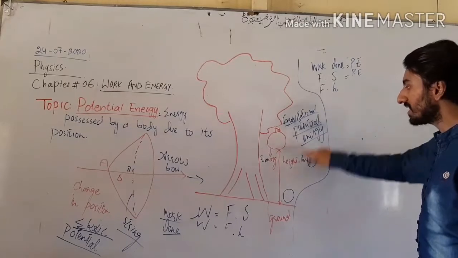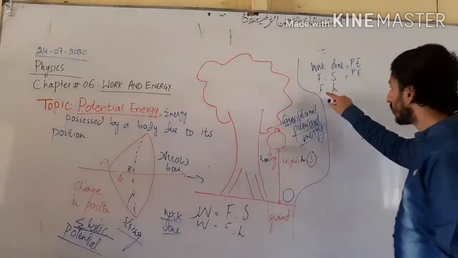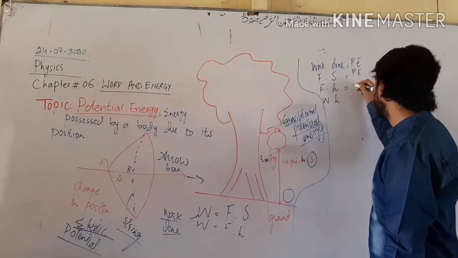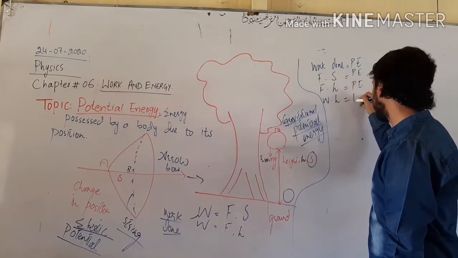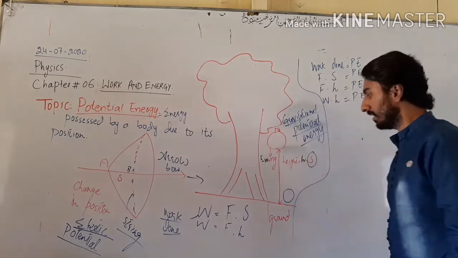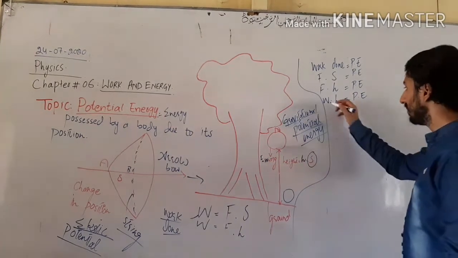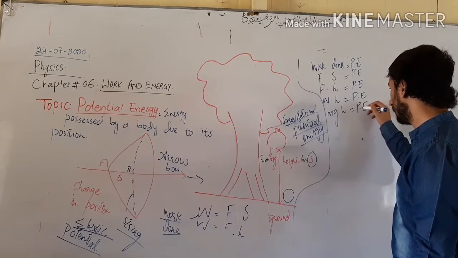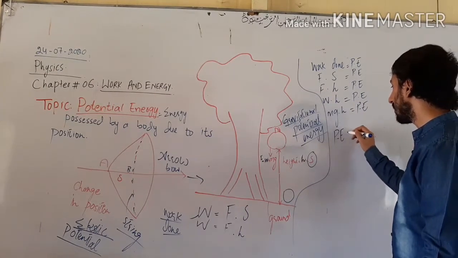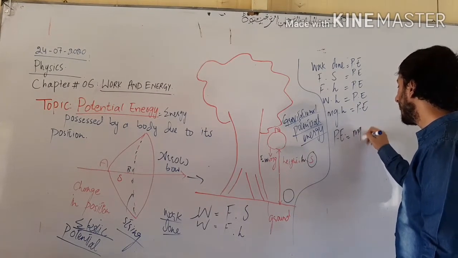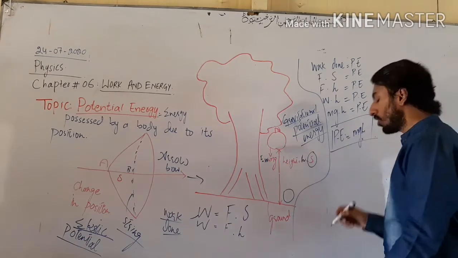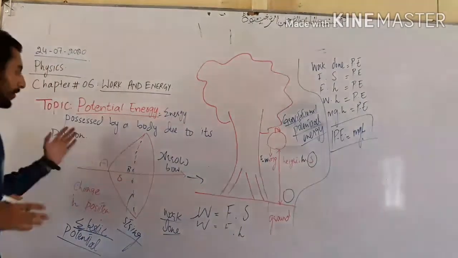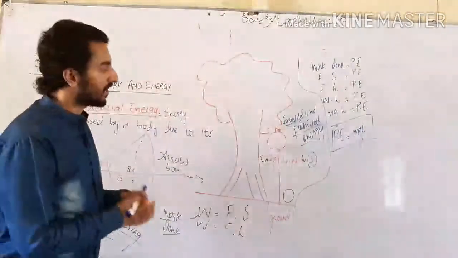Now this F was equal to W, which is equal to mg. So this F is replaced by W, and W will be replaced by mg. So the final equation of PE, potential energy, will be mgh. So we can say that energy possessed by a body due to its position is known as potential energy.